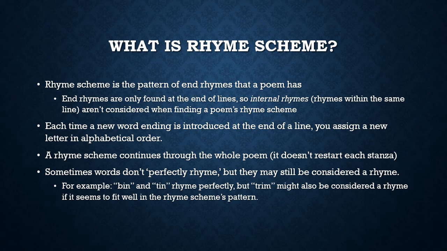Each time a new word ending is introduced at the end of a line, you assign a new letter in alphabetical order. So you're basically just looking at the last word of each line, seeing if it rhymes with the previous line, and if it doesn't, you give it a new letter. The rhyme scheme continues through the whole poem, so it doesn't actually restart each stanza, it goes all the way down. And sometimes words don't perfectly rhyme, but they may still be considered a rhyme. So for example, bin and tin, they rhyme perfectly, but something like trim might also be considered a rhyme if it seems to fit well in the rhyme scheme's pattern.